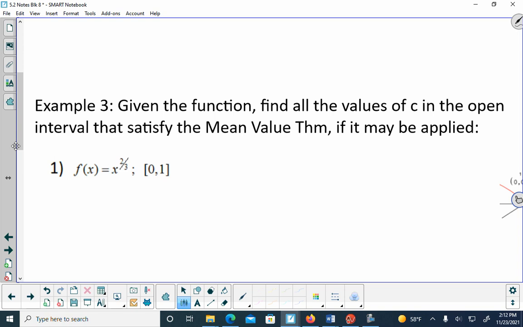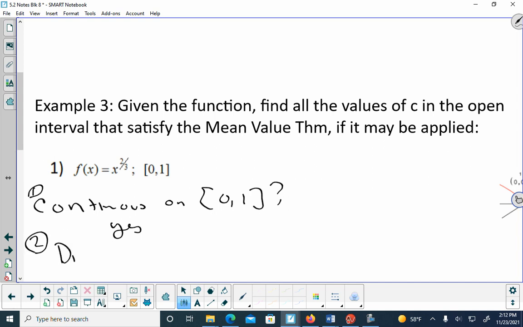So the first thing I have to do is say, is this function continuous in the interval from 0 to 1? And you say yes. So I'm going to say continuous on 0 to 1, and you say yes. And then the second thing I'm going to say is differentiable, and it can be on the open interval 0 to 1. So am I going to be able to find a derivative?